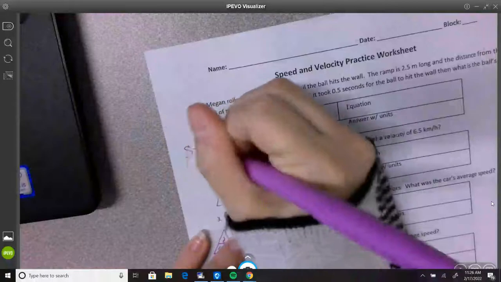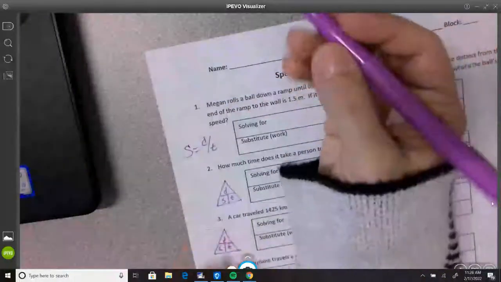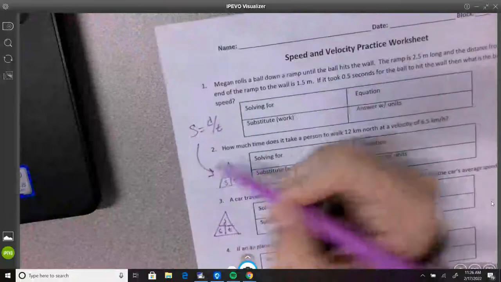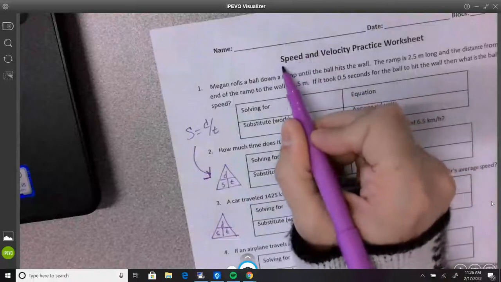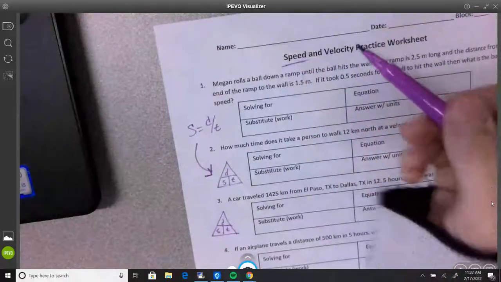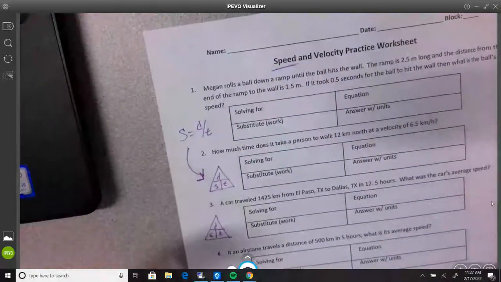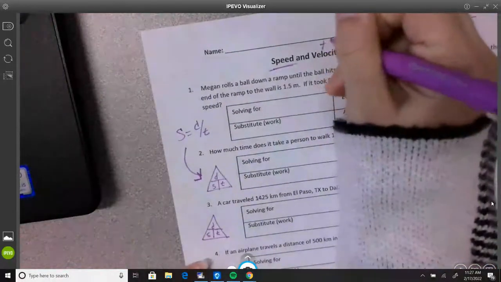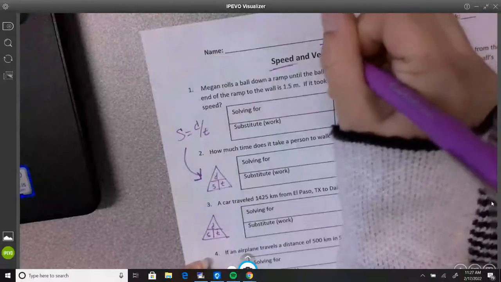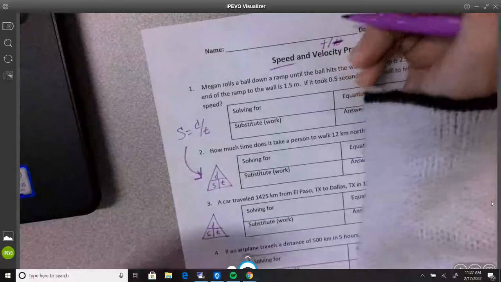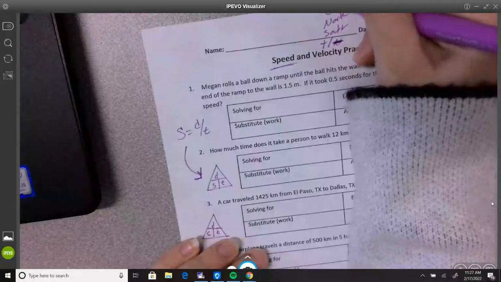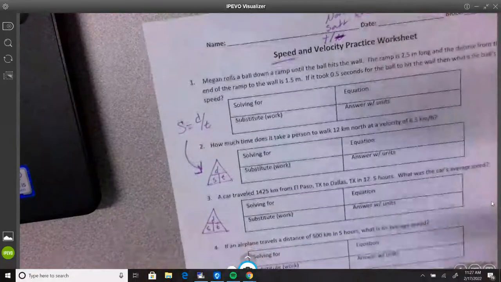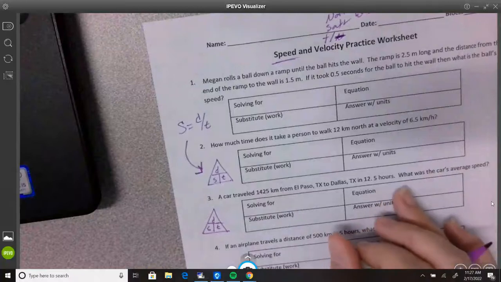All you're really having to do for all of these is look at your speed equals distance over time equation, which we can always use our little triangles for. I want to remind you that while speed is always going to be positive, it's your distance over time. Velocity can be either positive or negative, and it can have a direction too, like north, south, east, or west. So that's going to be your main difference.